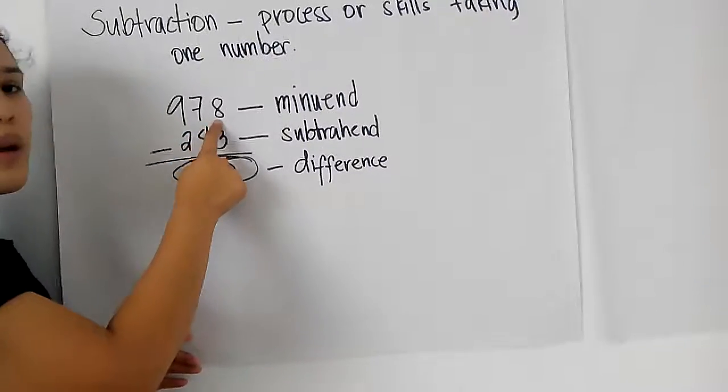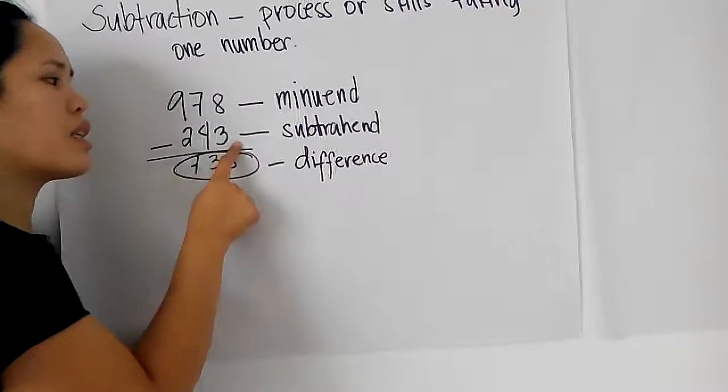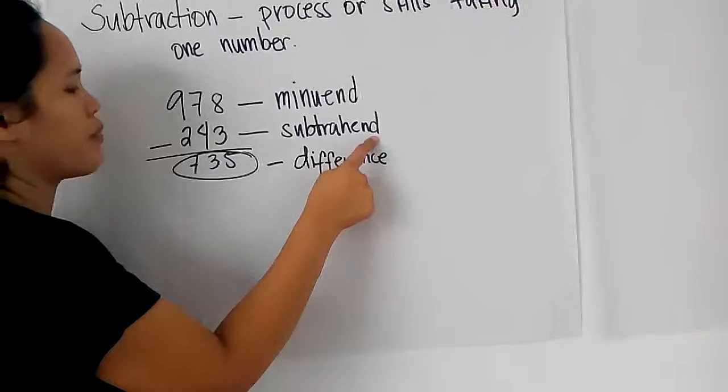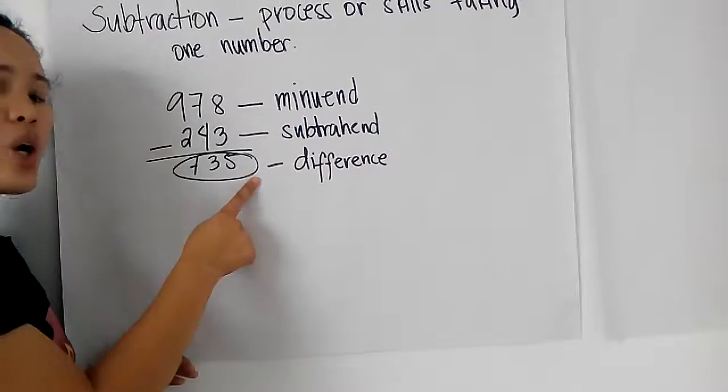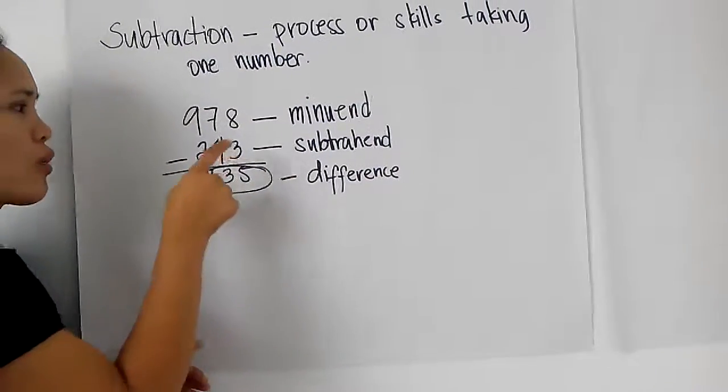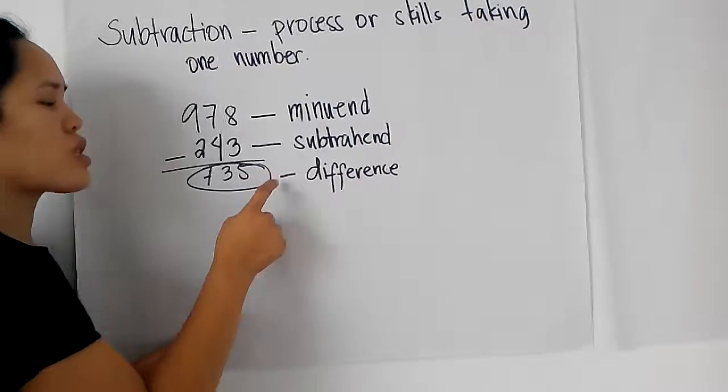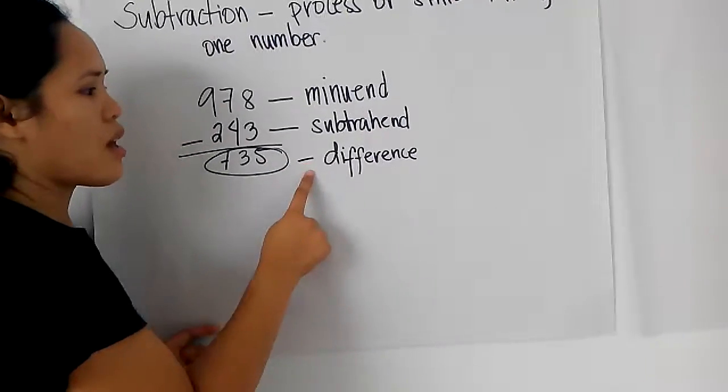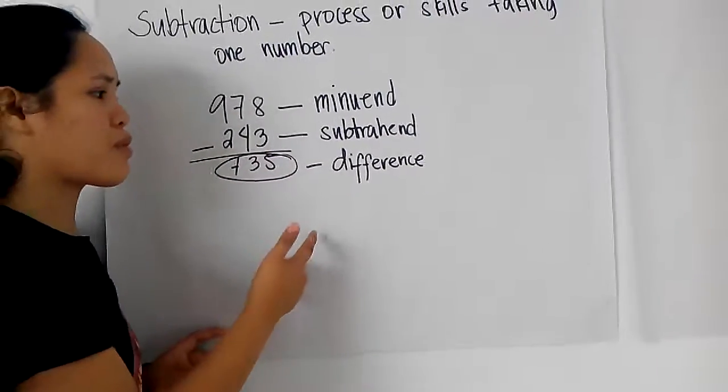In my example, the top number is called the minuend. The second one is called the subtrahend. And the last one, the answer of the subtraction, is called the difference. And that's all about subtraction.